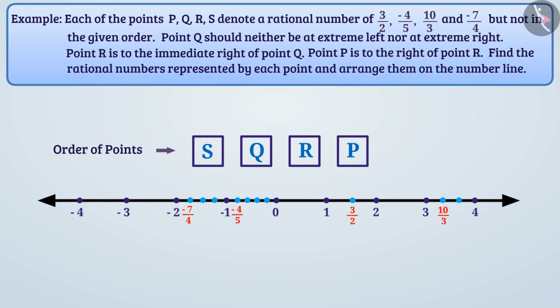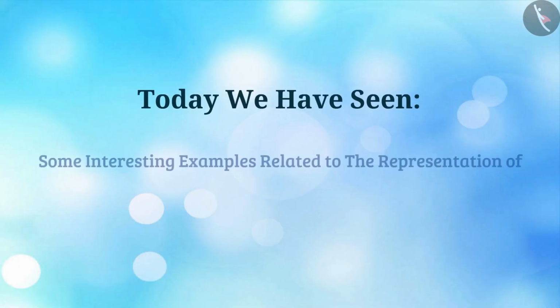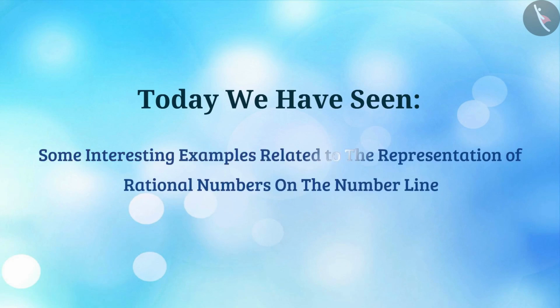Considering the order of rational numbers and the order of given points, we can now say that point S is the rational number minus 7 by 4, point Q is the rational number minus 4 by 5, point R is the rational number 3 by 2, and point P represents the rational number 10 by 3. So today we have seen some interesting examples related to representation of rational numbers on the number line.